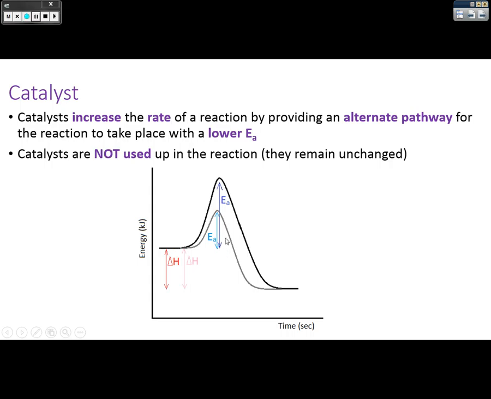Now, this activation energy might cause the reaction to be kind of slow. And so if we provide a catalyst with a lower activation energy requirement, this light blue, we can actually make the reaction happen faster, because if you've got a lower activation energy, you don't require as high energy of collisions, meaning that more collisions are going to have enough energy to overcome this smaller activation energy.